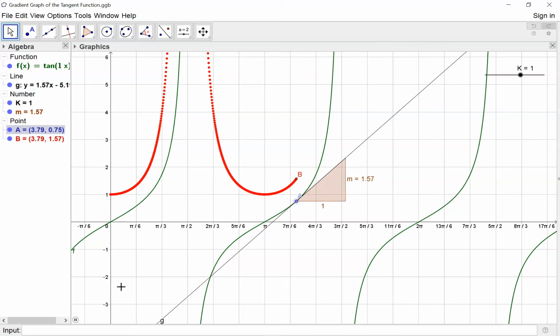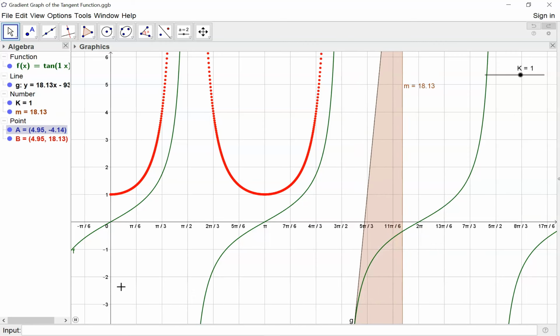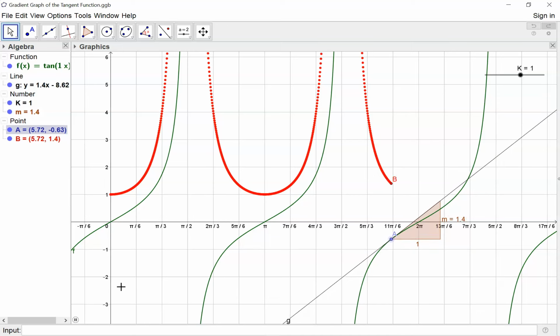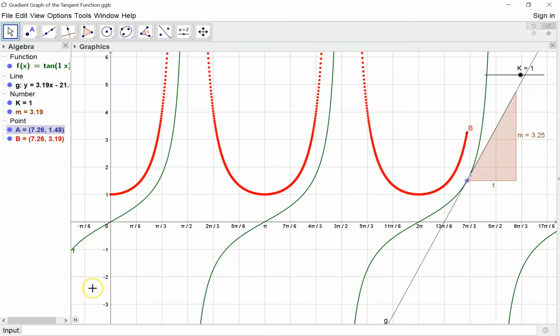And then as we go to the right, you see the gradient's increasing, and the gradient gets steeper and steeper in the tangent function. And again, at this point here, a really steep gradient coming down, it's going to get to 1 again at 2 pi, and then the gradient's going to increase as we go from left to right.